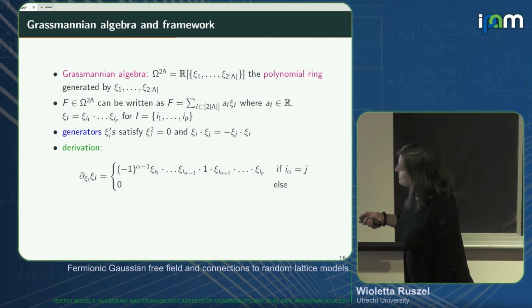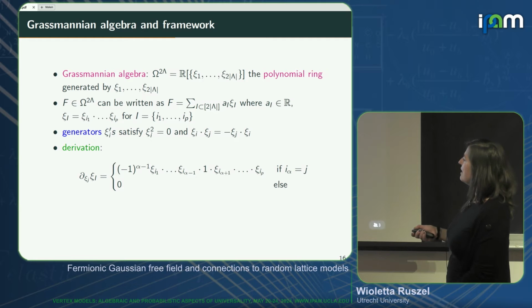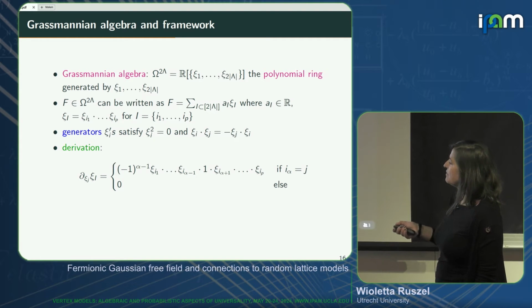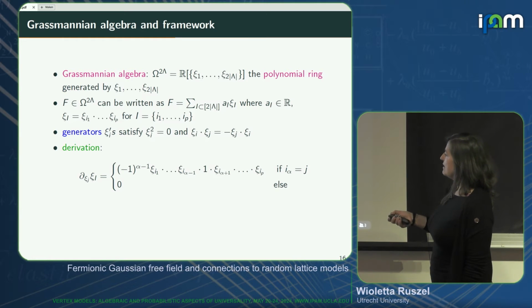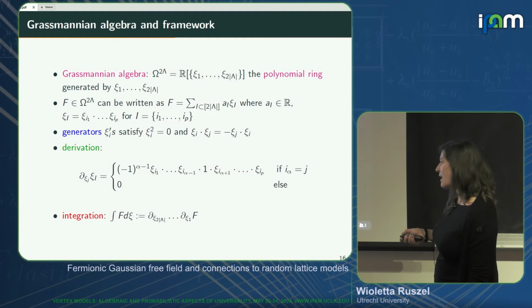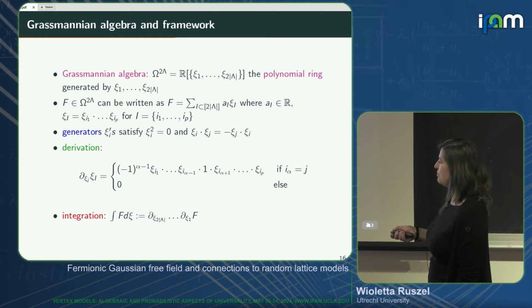And the derivation is defined in the usual way. If I want to differentiate at the jth place of this product of monomials, this will be just a 1, corrected by -1 to the number of swaps I have to do to bring this generator to the front. So if j is in this index set, then this is equal to that, and otherwise it will be just 0. And integration is also done in the usual way: integration goes via derivation with respect to all the generators.